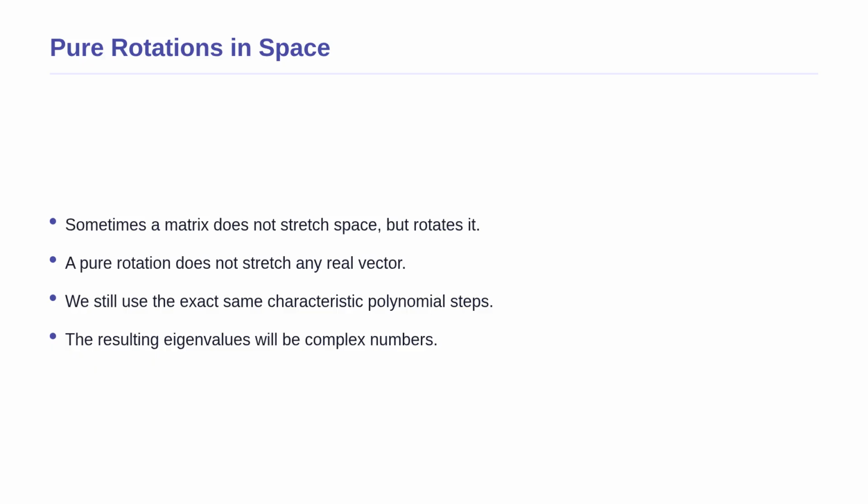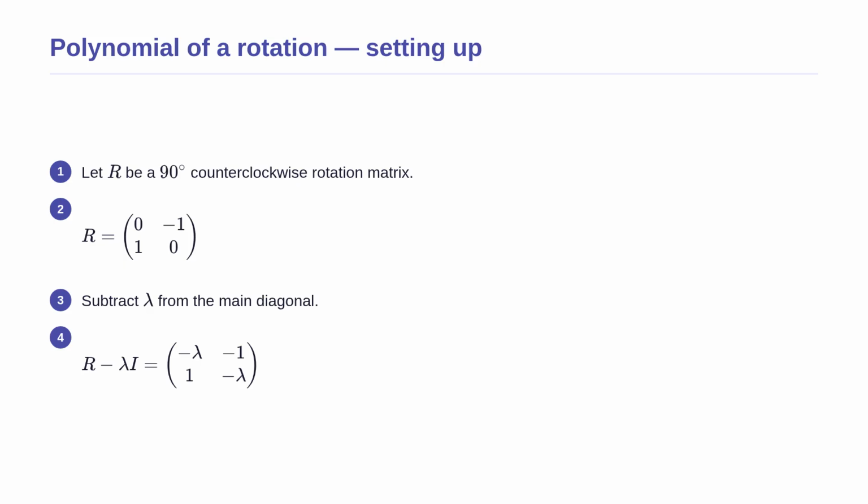Because a pure rotation does not stretch any real vector in a straight line, we should expect something unusual to happen when we look for stretching factors. We will still follow the exact same steps to find the characteristic polynomial, but the math will reveal that our eigenvalues are complex numbers, which is the mathematical signature of a rotation. Let us see this rotation with a concrete example.